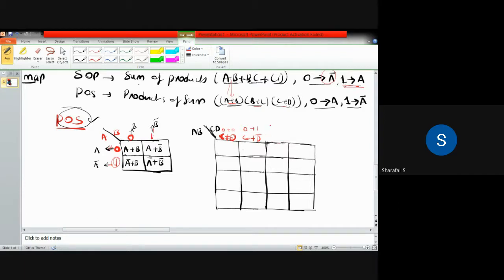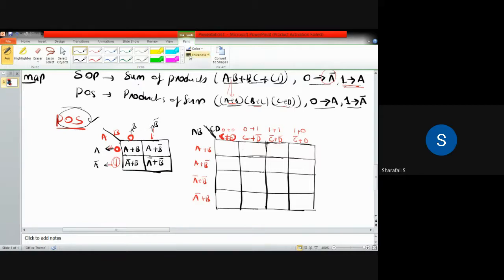Then 1, 1. That is 1 plus 1 in this case. 1 plus 1 means C bar plus D bar, because C representing 0, C bar is 1. Similarly for D bar also. And here 1, 0, 1 plus 0. This is nothing but 1 is for C bar plus 0 D. Similarly here also we have A plus B, A plus B bar, then A bar plus B bar, A bar plus B.